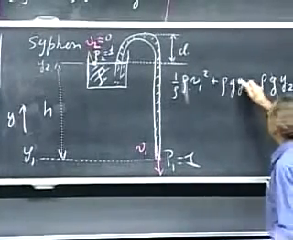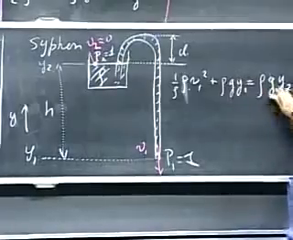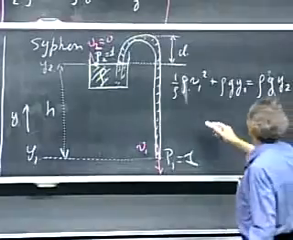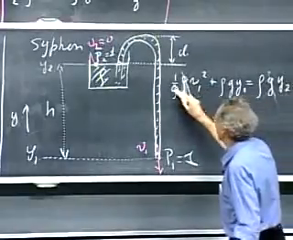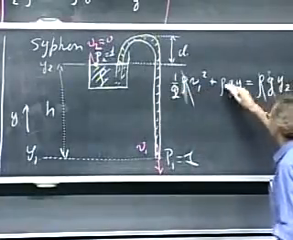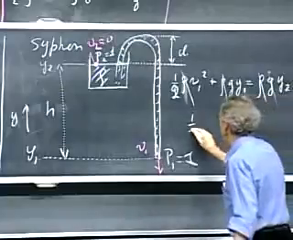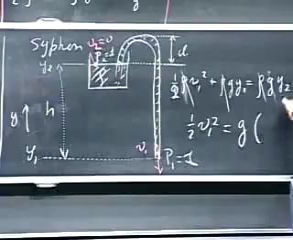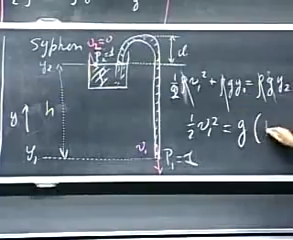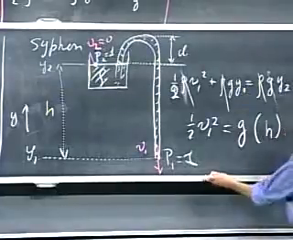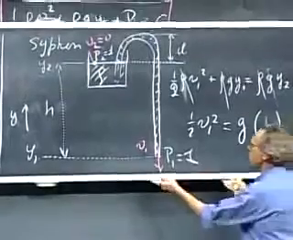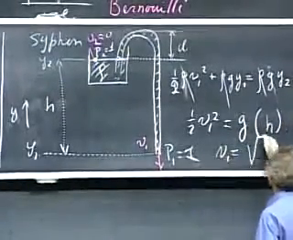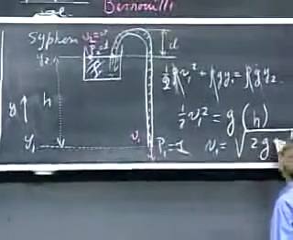I lose my G's. No, I don't lose my G's. 1/2 rho V squared, no, that's fine. And so I lose my rho. And so you get that 1/2 V1 squared equals G times Y2 minus Y1, which is H. And so what do you find? That the speed with which this water is running out here, V1, is the square root of 2GH.